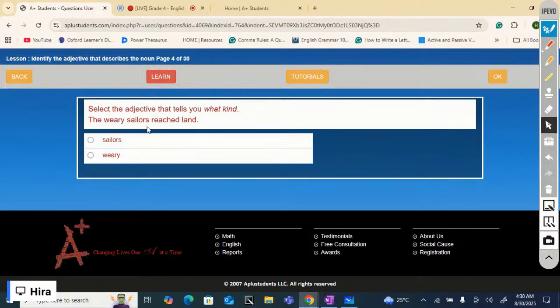The weary sailors reached land. Weary means tired and exhausted. So, can you tell the adjective which tells what kind? Means what kind of noun? What kind of sailors? You have to select the adjective which tells about a noun. In this one, there is one adjective which describes a noun. So, you have to select that adjective, and that adjective answers the question, what kind?